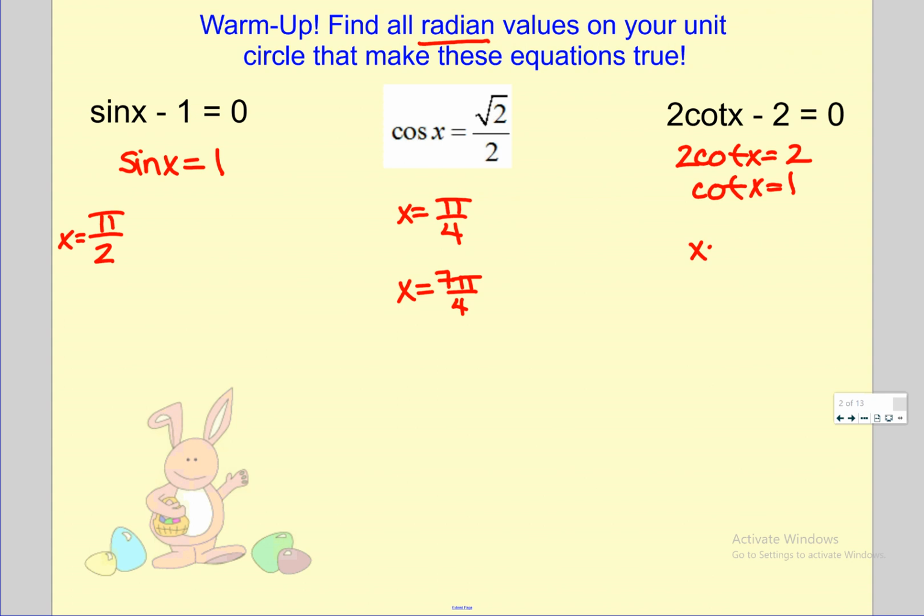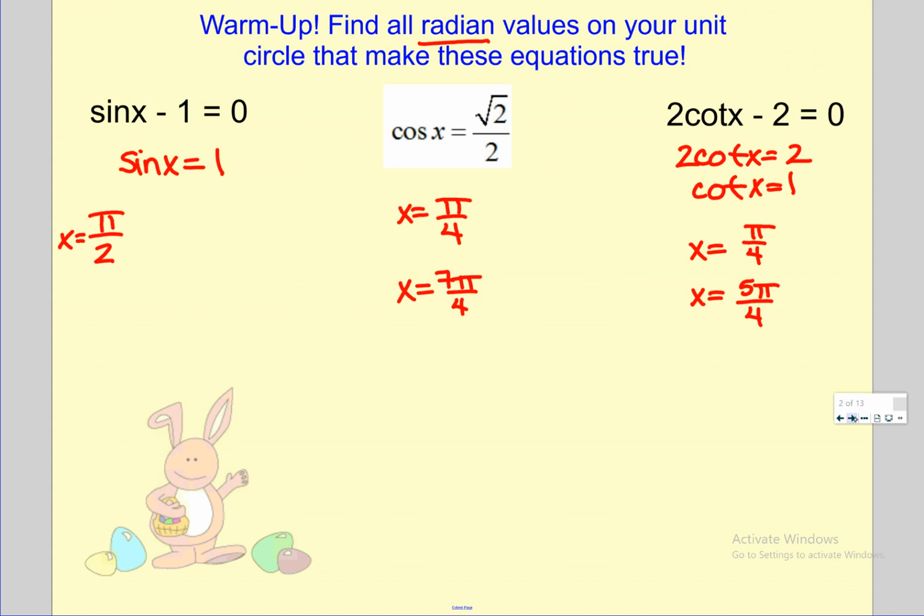All right, so again, there should be 2 of these on your unit circle. Where on your unit circle do you have a cotangent of 1? Our cotangent is x over y, so we're dividing 2 numbers and getting a 1. Pi over 4. And 5 pi over 4. Okay? Make sense? All right.